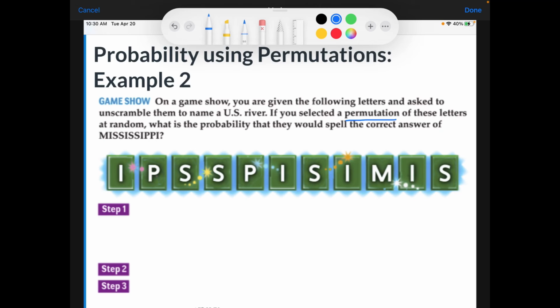Well, how many letters are there? If you count up all the letters, we know that there are 11 letters. First of all, we know there's a repetition, right? We have an S here, another S here, another S, etc. What other letters are repeating? I is repeating. Is that it? Letter P is repeating as well. Okay, so we have repetition here.